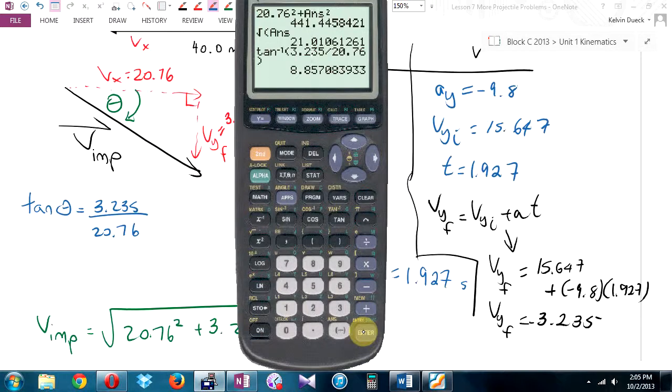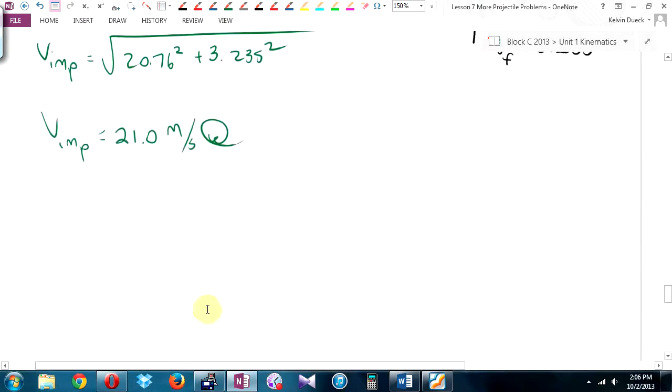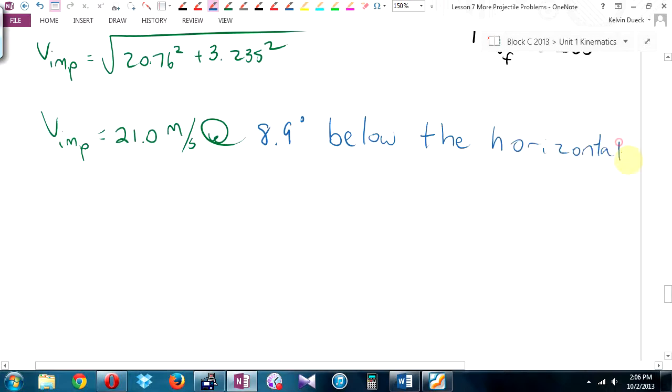Or you can just draw it the same way we all did. I have to be different. Look at me, yeah. I'm going to go 8.9 below the horizontal.